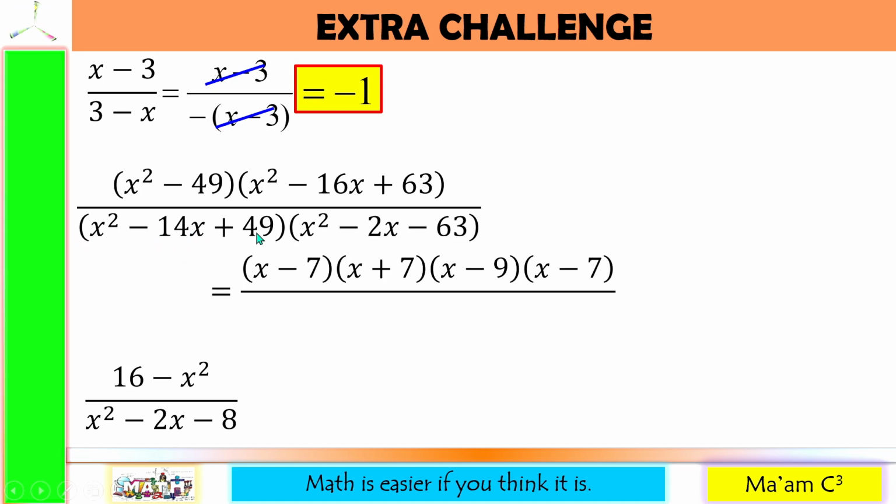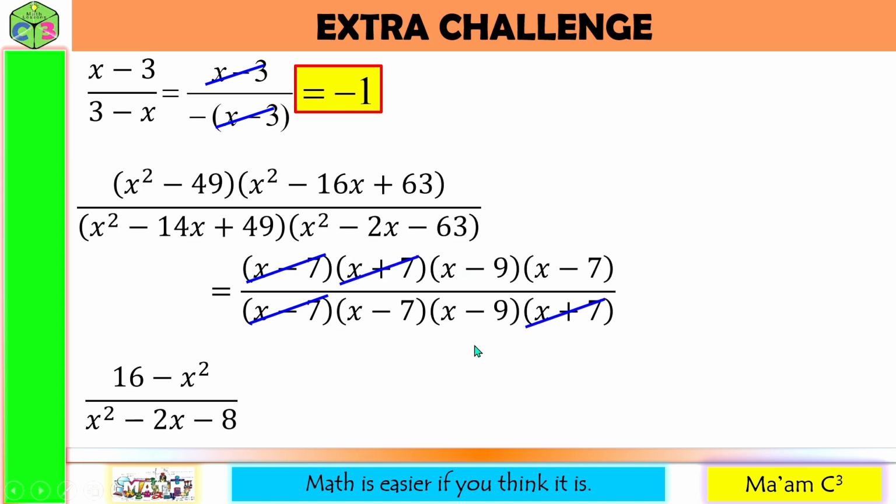And the factors are quantity x minus 7 times quantity x minus 7. This is a trinomial. The factors are quantity x minus 9 times quantity x plus 7. Let us look for common factors. We have 1 here, and then we also have x plus 7 and x plus 7 here. We also have x minus 9 and x minus 7 here.